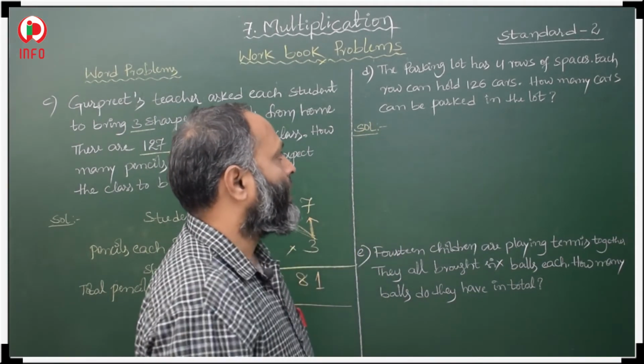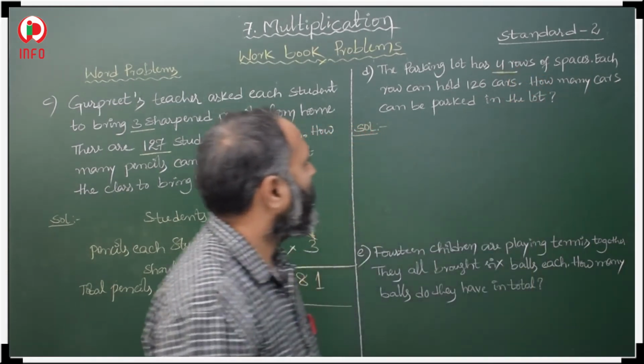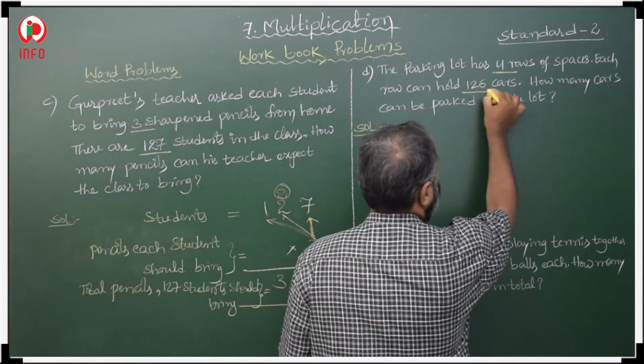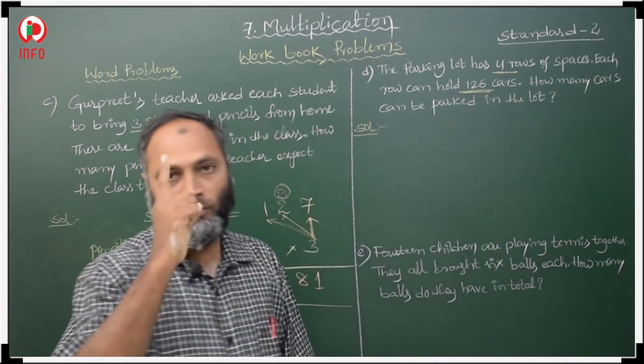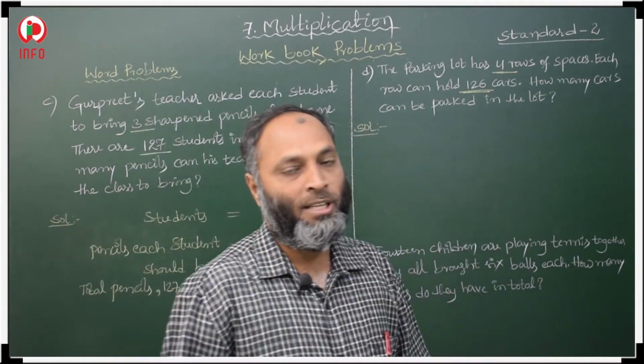The parking lot has 4 rows. How many rows? 4 rows. Each row can hold 126 cars. In each row, how many cars were there? In each row means in one row. About one row he has given. So 126 cars were there in each row.